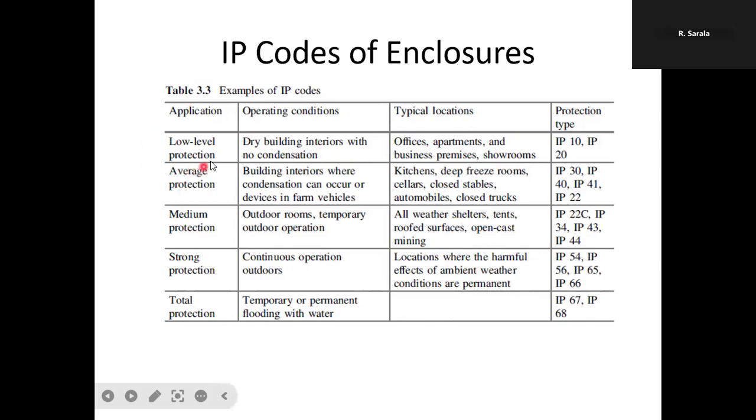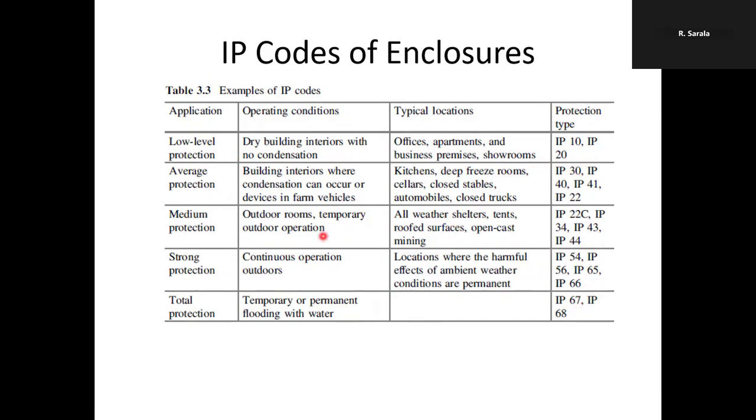This table will show you the application, operating conditions, typical locations, and protection type. The protection codes IP10 and IP20 give the application of low level protection. From IP30, 40, 41, 22, average protection. IP22C, 34, 43, 44, medium protection. IP54, IP56, IP65 up is strong protection. Total protection means the protection type may vary, IP67 and IP68.